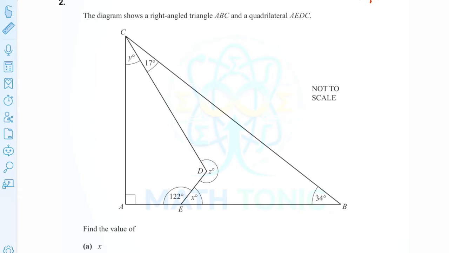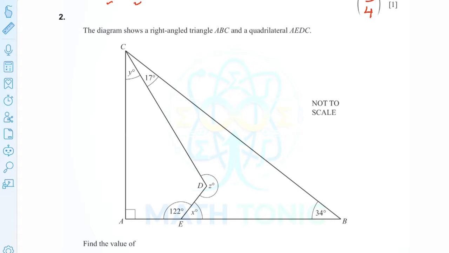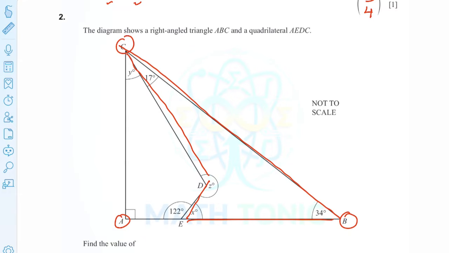The diagram shows a right angle triangle ABC and a quadrilateral ADC, right? And we need to find the value of x, y and z, right? So if you see this figure, there is a triangle and a quadrilateral. See, this is A, this is C, and this is B. This is a bigger triangle we have. And if I talk about the quadrilateral, we have 1, 2, 3 and 4 sides. You can see here, right? I hope you understood this up to this.